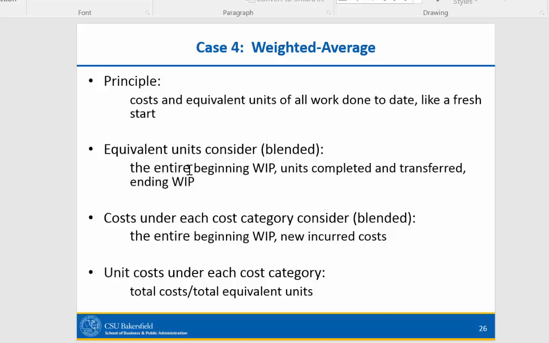For equivalent units, we consider the beginning WIP, whatever number of units were left, and the units completed and transferred, of course, then the ending WIP. We find the equivalent units for each group, then add them together and blend them. The cost in each cost category, we don't separate, we also blend. So we add whatever costs were actually applied, then we add them together to get a total cost. We divide the total cost by the total equivalent units to figure out the unit cost. So that's how you do the weighted average.